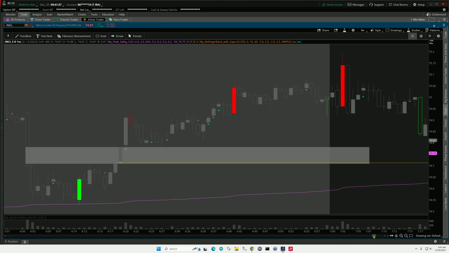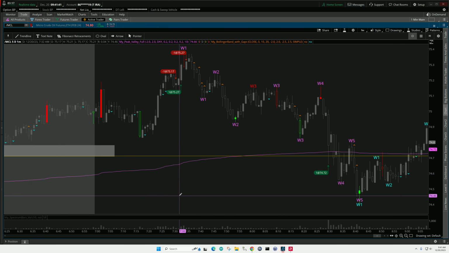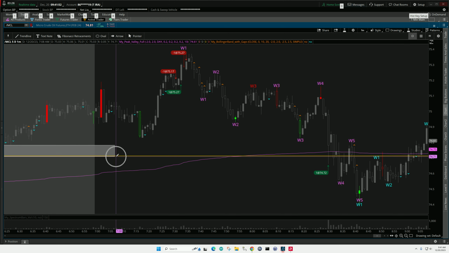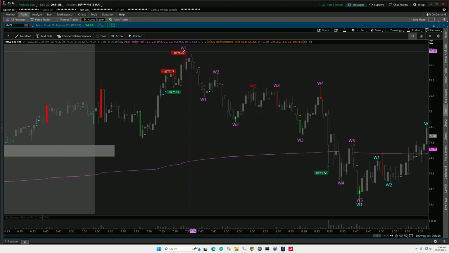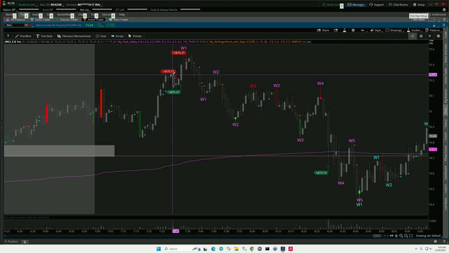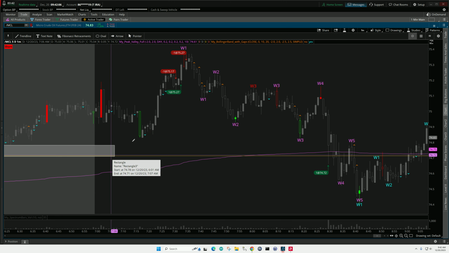Okay, so I'm going to scroll to the right, shrink this up a little bit, and then I'll start talking about waves. So here's the high. So this was a target for me, this poor structure area along with this gap. Price moves this morning, and at this point you can see I'm interested in taking a short back down to fill that poor structure area and that gap.